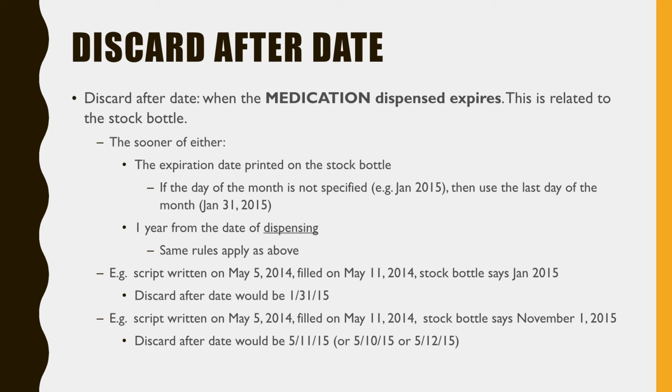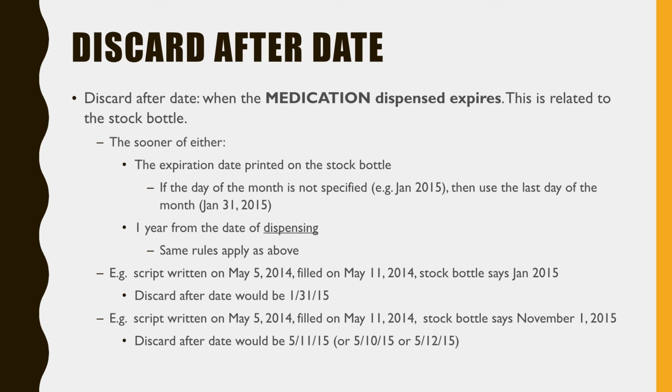If the day of the month is not specified, for example if it says January 2015, then you would use the last day of that month, or January 31st, 2015. Or it could be 1 year from the date of dispensing, with the same rules applying as above. And always make sure to pick the sooner of these two dates.